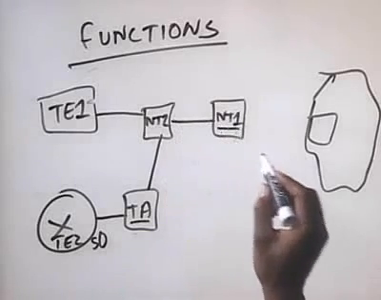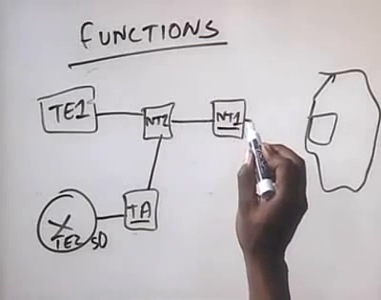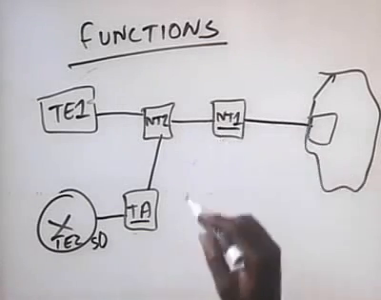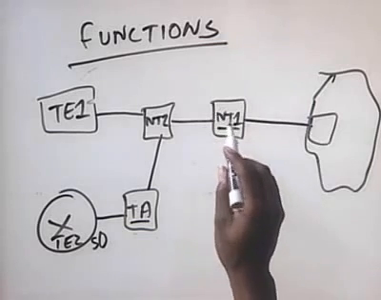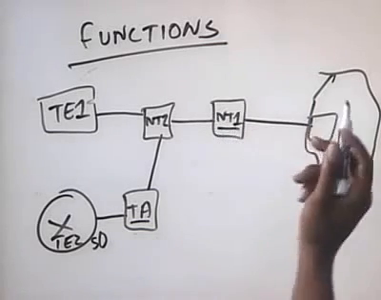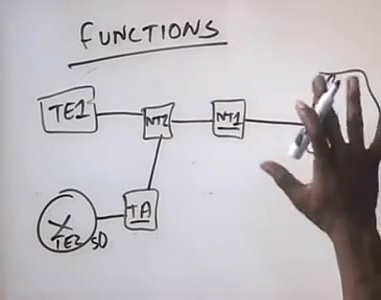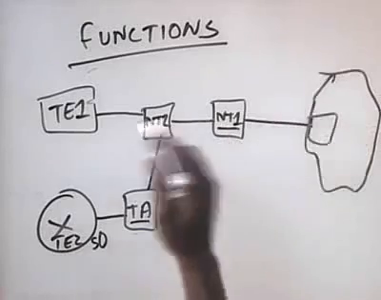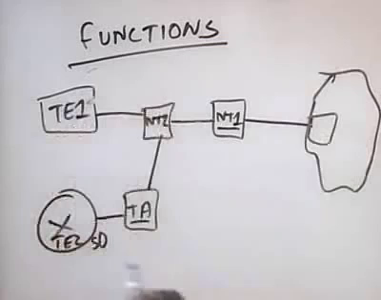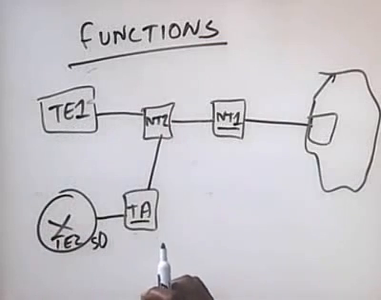The NT1 is what will provide us with direct communication or direct access to the ISDN network. The NT1 converts the ISDN network's rate of communication over to the communication that we'll have internally to our network.